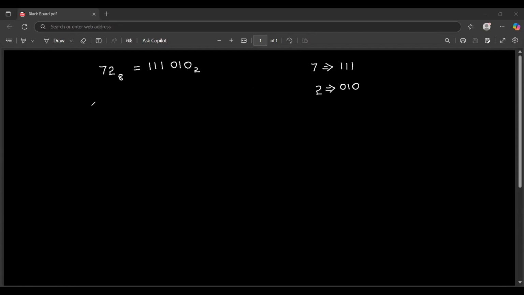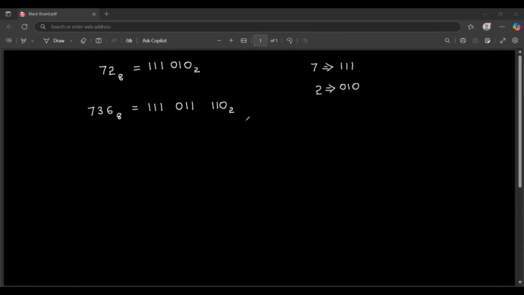Okay, let's do another question. Let's say we have 7, 3, 6 to the base 8. 7 is represented by 1, 1, 1, 3 is represented by 0, 1, 1, and 6 is represented by 1, 1, 0. And you can write down these together.